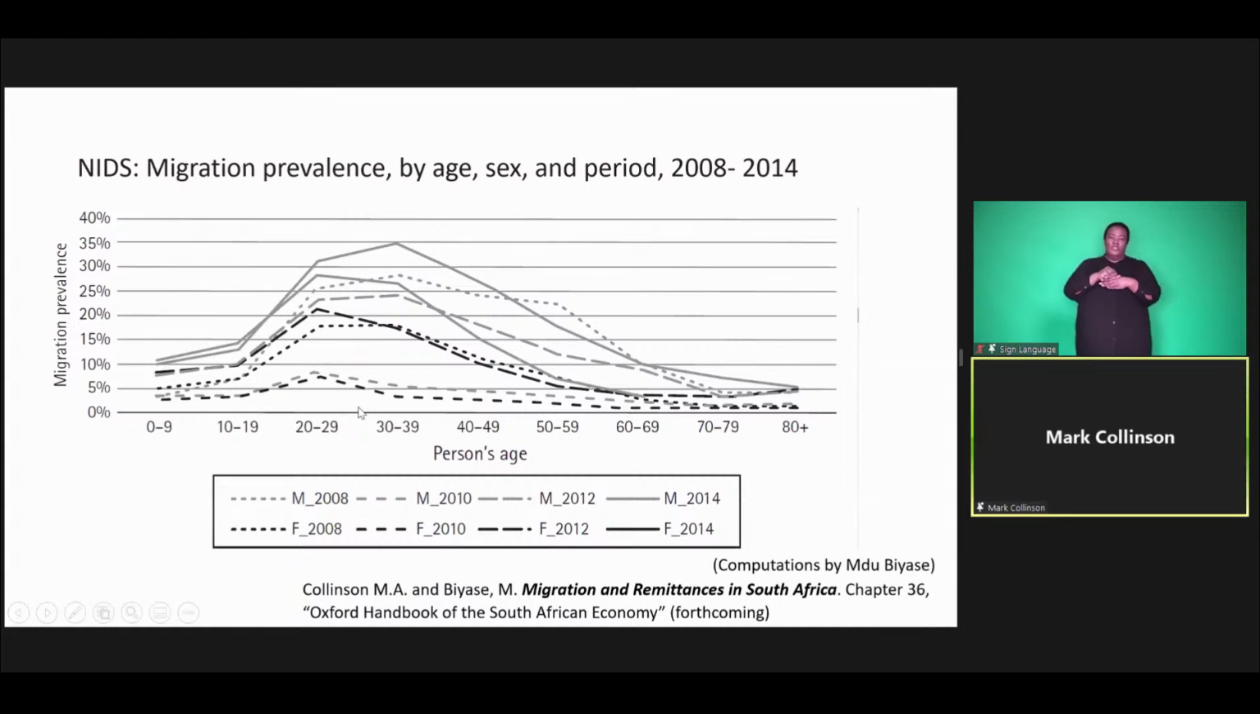Here, I want to show that in the NIDS data, and to the two points here, so I'm not talking a lot about those. These two solid lines, this is the male line from 2014, this is the female line, the mode seems to be getting higher for both males and females. These are the non-residential household members as a proportion of residential household members. And also the mode is shifting slightly younger over time, over the course of these changes.